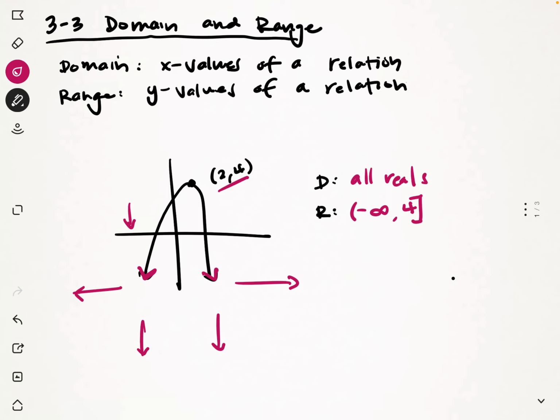If you want to write range in set notation, we could also say that y, right, because we're looking at the y value for range, so y such that y is less than or equal to 4, because all the values of the graph for our y are going to be equal to 4 or less.